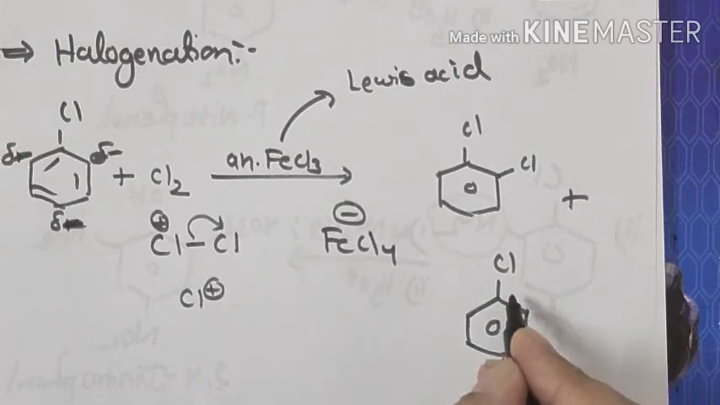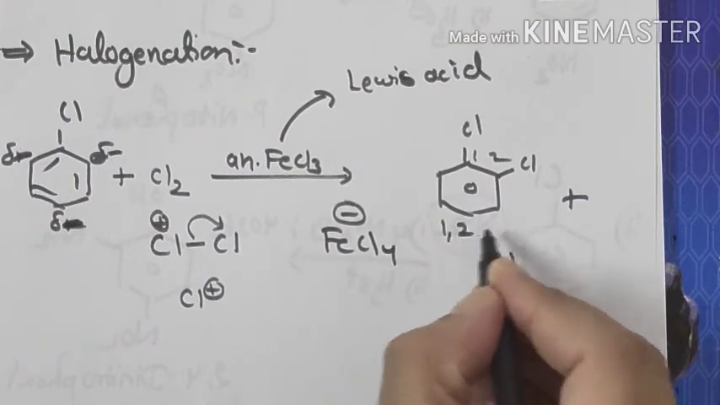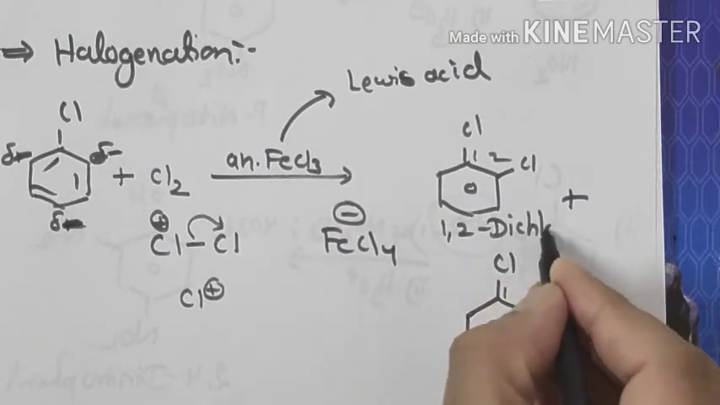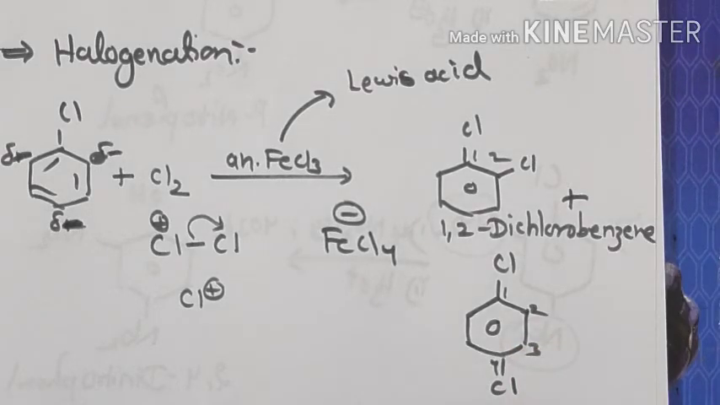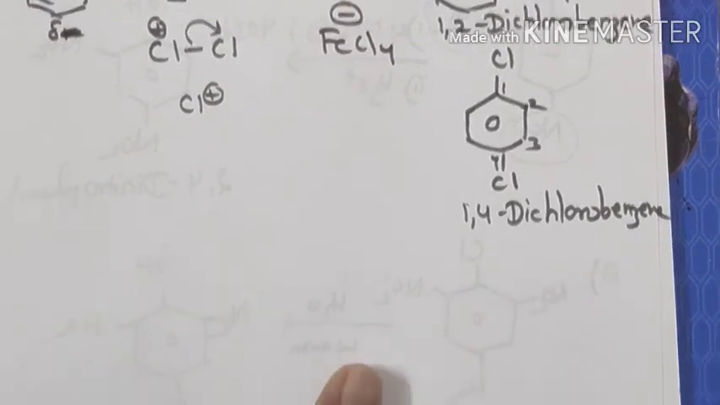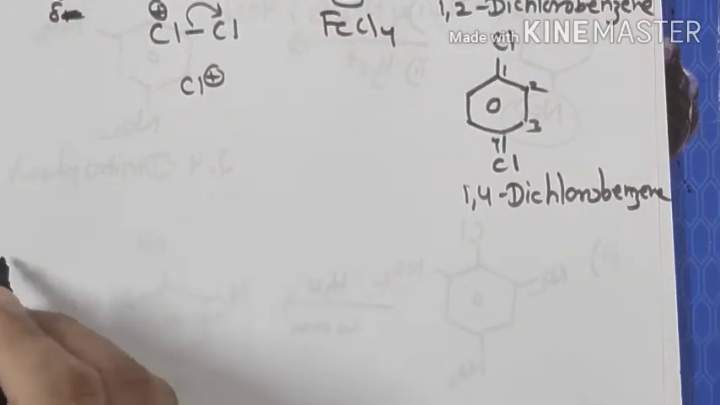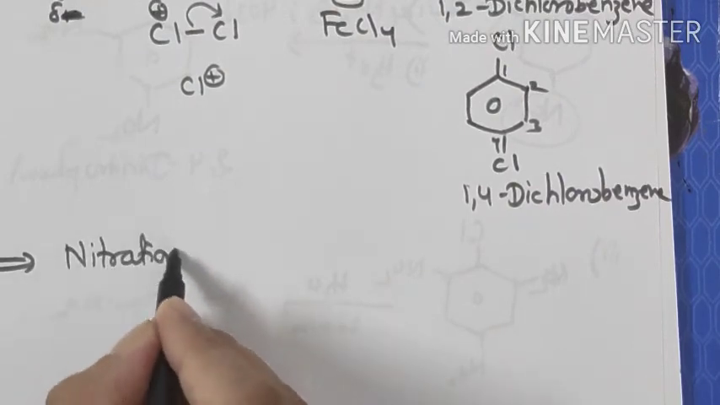This will be 1,2-dichlorobenzene, numbering 1, 2. And this will be 1, 4-dichlorobenzene, right student? Okay, understood the naming? Simple. Now in the same manner we do the next reaction, that is nitration.